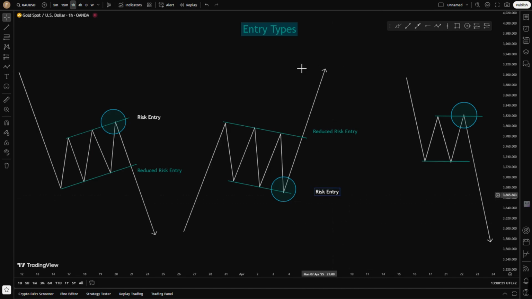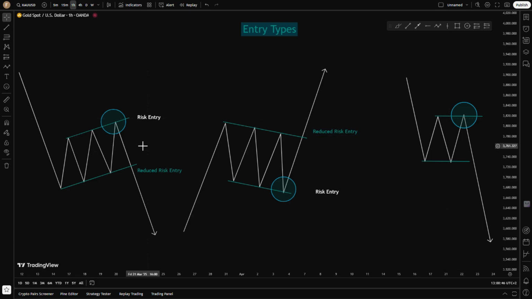So in today's video, we are going to focus on entry types, okay? So we have two different entry types. The first entry type is the risk entry, and the second one is the reduced risk entry. So here on the screen, I have two different examples. The first example here, this is the three-touch example. And here on the right side, this is the two-touch example.